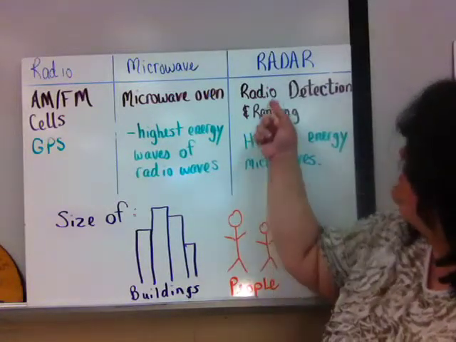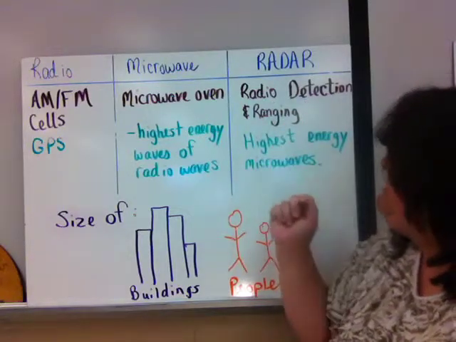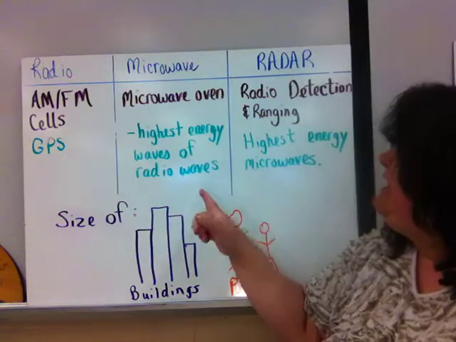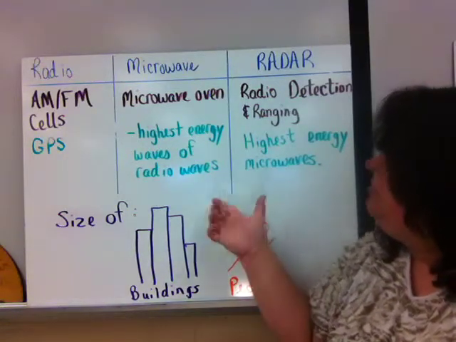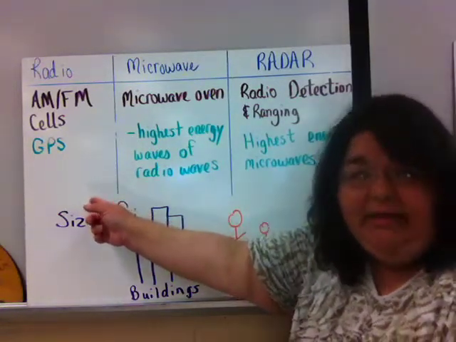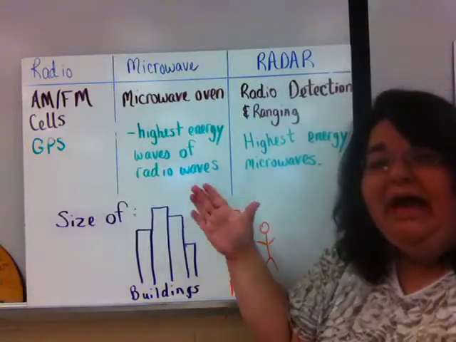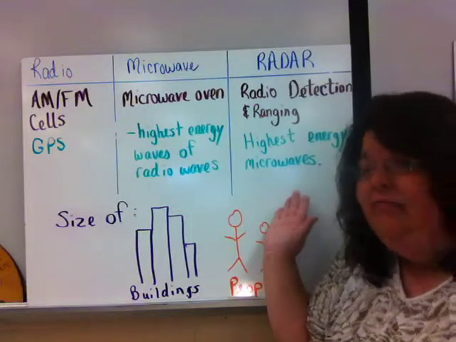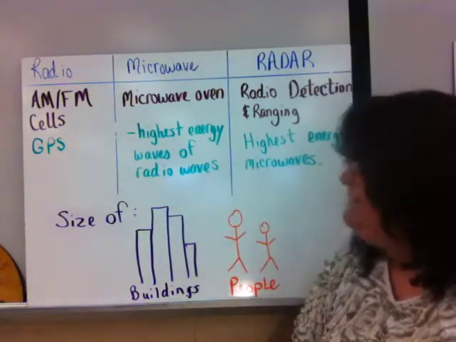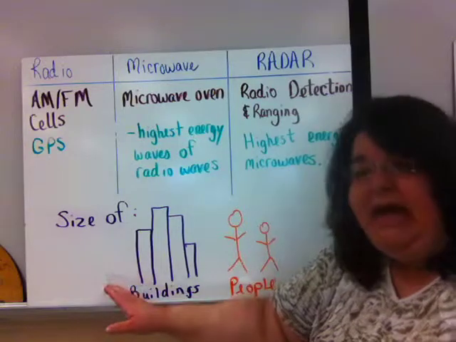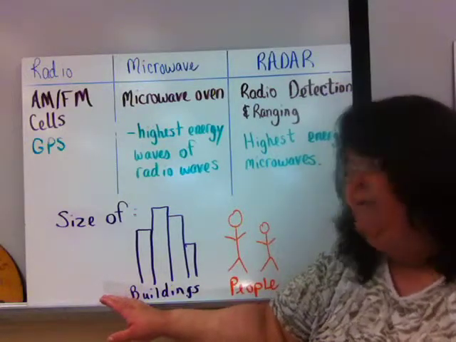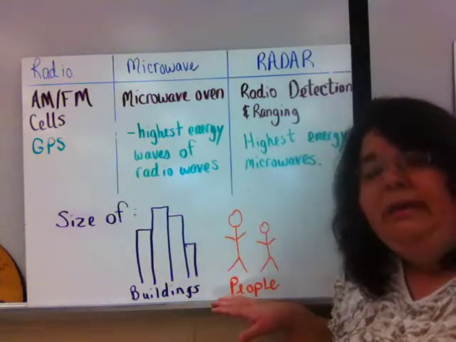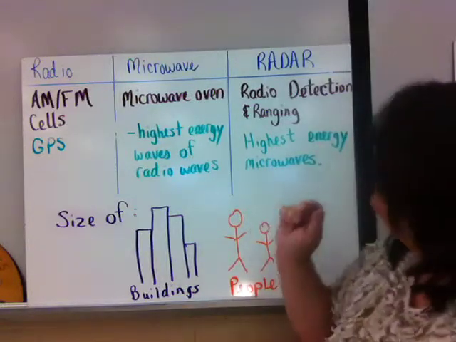Radar stands for radio detection and ranging, and it's the highest level of radio waves. Both microwaves and radar belong to the category of radio waves. Microwaves are the high energy radio waves, and radar is the highest energy level of microwaves. The size of a radio wave is about the same size as a building or people on this end.